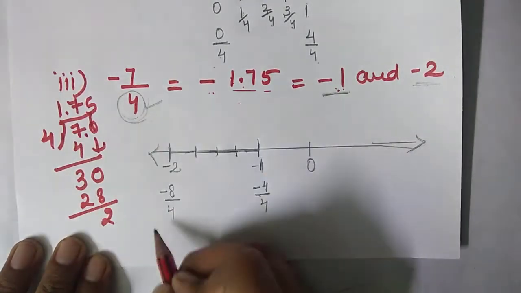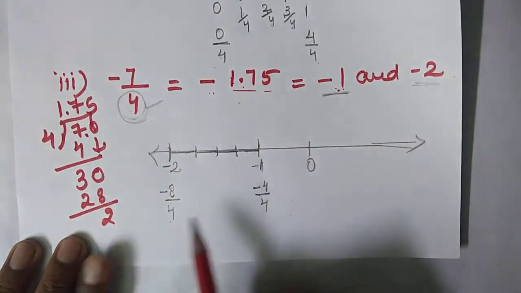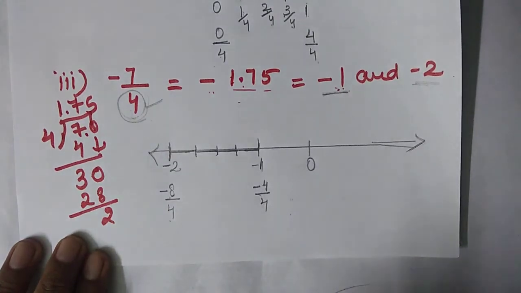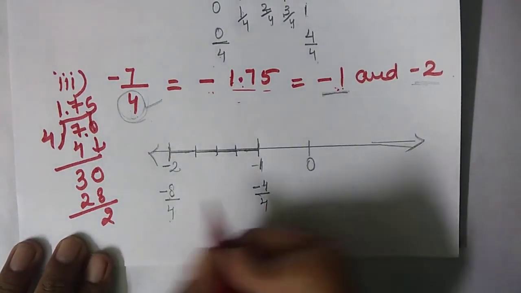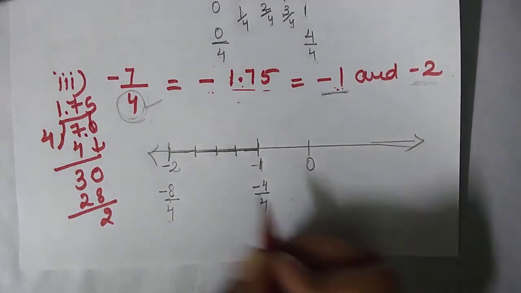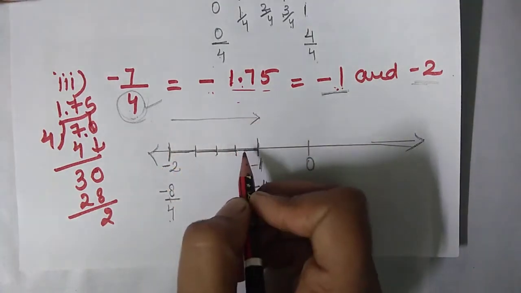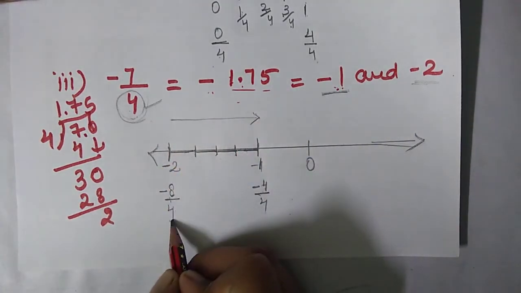Okay, numerator: you have to take the numerator of the given number which you have to represent, and the denominator you have to find yourself. Now this is minus 8 by 4 and this is minus 4 by 4. On moving towards the right, we have the numbers increasing. Now this is minus 8 by 4.